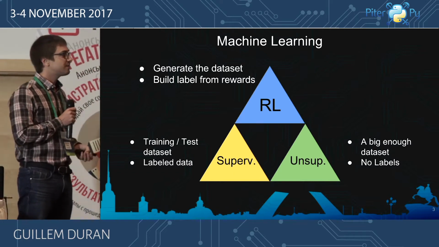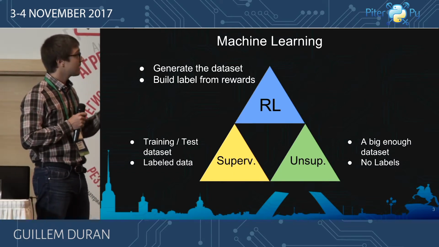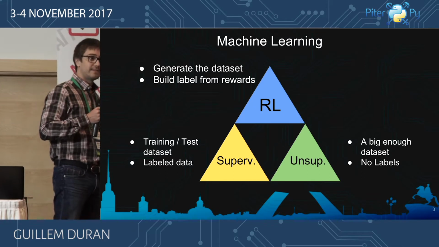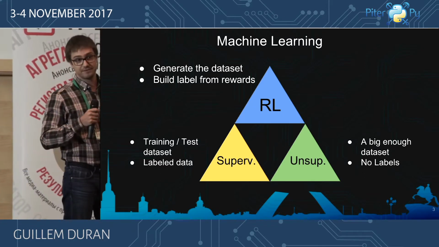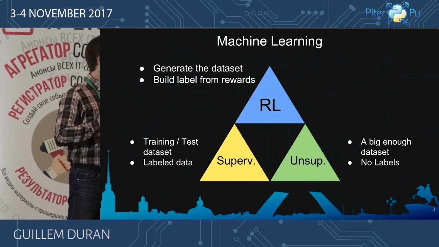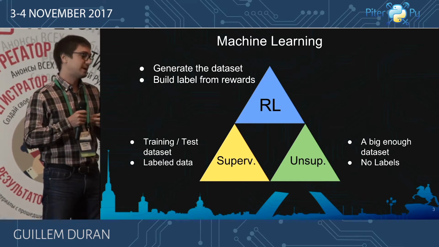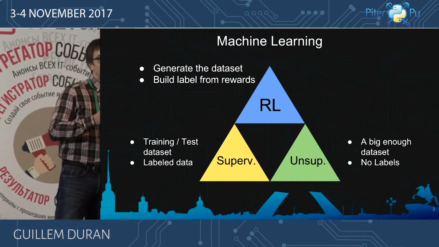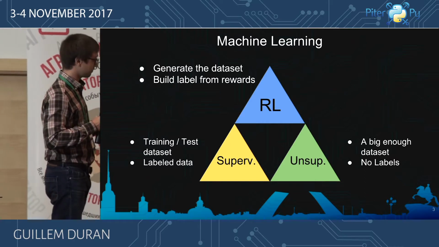In reinforcement learning, things are a little bit different. Here, we have neither the data set nor an objective function. So we need to build them both just by using what is called an environment and a reward system.